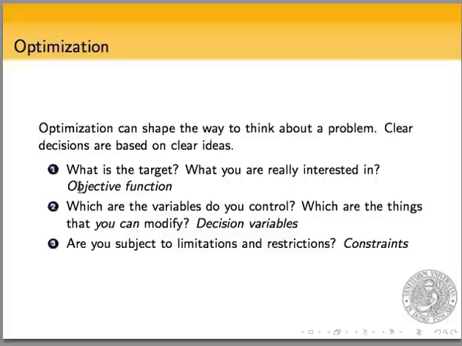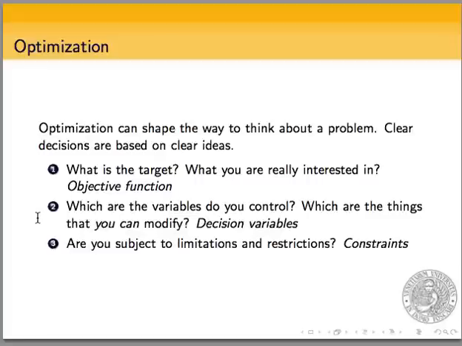As a second step for an optimization problem, you may ask yourself which are the variables that you do control, which are the variables you have control over in your situations. So basically this is tantamount to ask yourself what can you modify, and the variables that can be changed by you are called decision variables. So you may try to think to what you can really do.